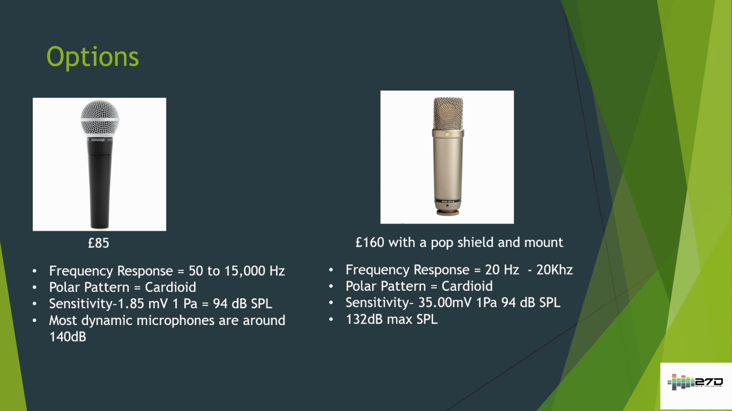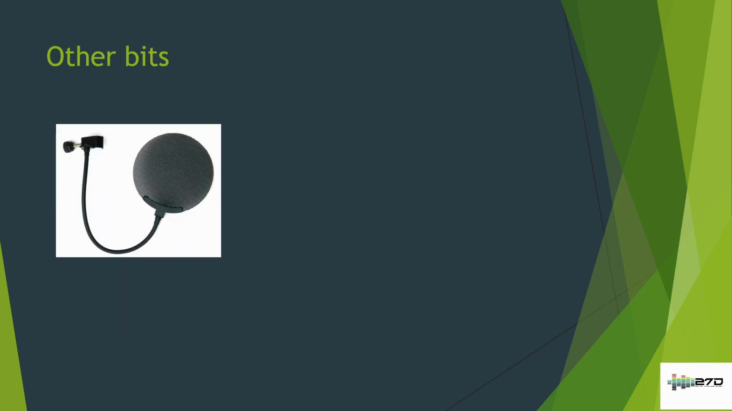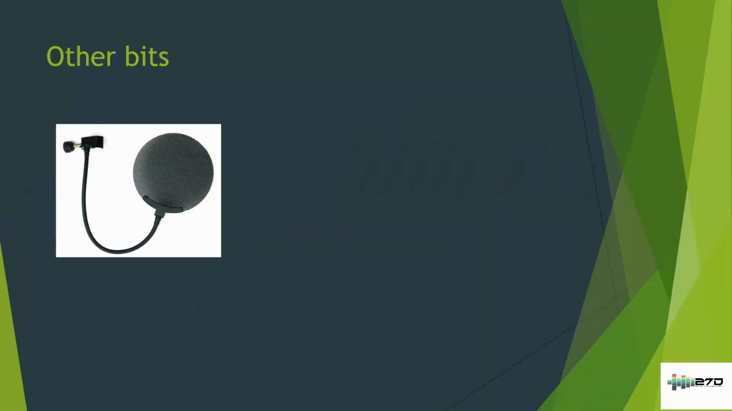So the other bits that we need when we're talking about microphones is one of these things here, a pop shield. This stops your plosives. Stick your hand in front of your face and say, Peter Piper picked a peck of pickled pepper. You can feel that breath on your hand straight away. This is when we're making a P or a B or a T sound. These are what we call plosives. Pop shield gets rid of them for us.